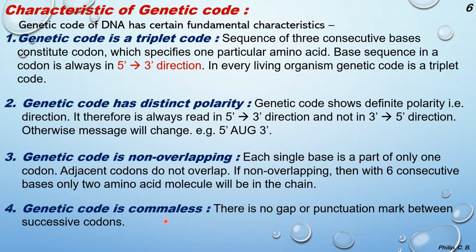Further, the fourth one, genetic code is commaless. From the name itself you can understand there is no gap or punctuation mark between successive codons. If you see the chart itself, there is no comma. It is a triplet codon in each of the cases, and there is no punctuation mark in between the successive codons.